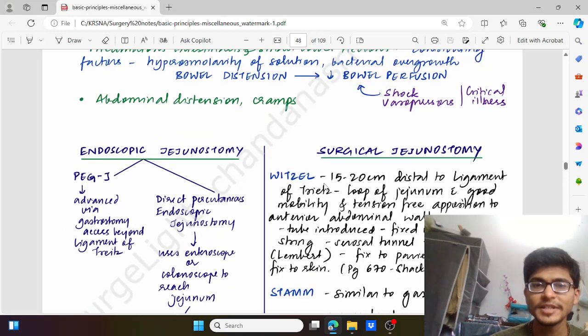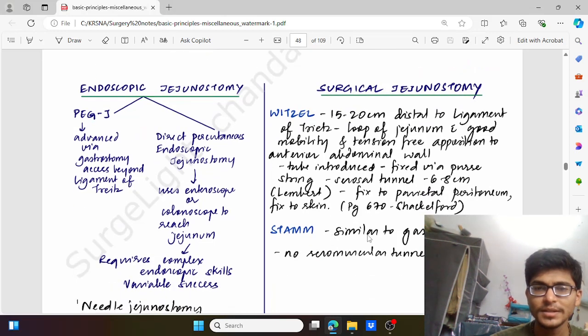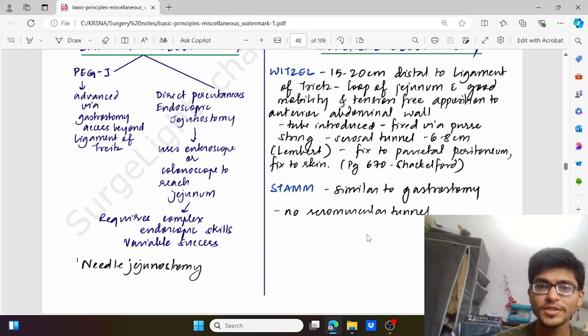Surgical jejunostomy with the Witzel technique, where we take a loop of jejunum 15 to 20 centimeters distal to the ligament of Treitz, which is good, mobile and tension free. Here we oppose it to the anterior abdominal wall, the tube is introduced and fixed via purse string, then through a serosal tunnel of around 6 to 8 centimeters, following which we fix it to the parietal peritoneum and to the skin. Stamm is similar to the gastrostomy, and here we do not go for seromuscular tunneling.